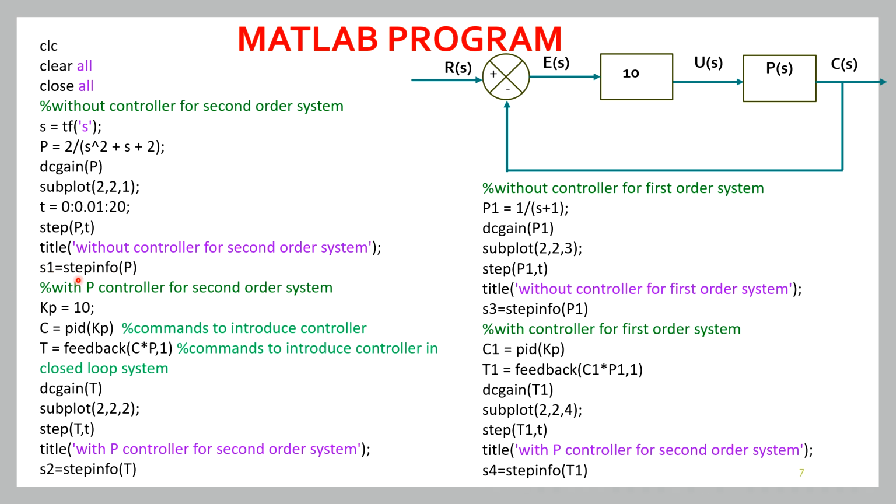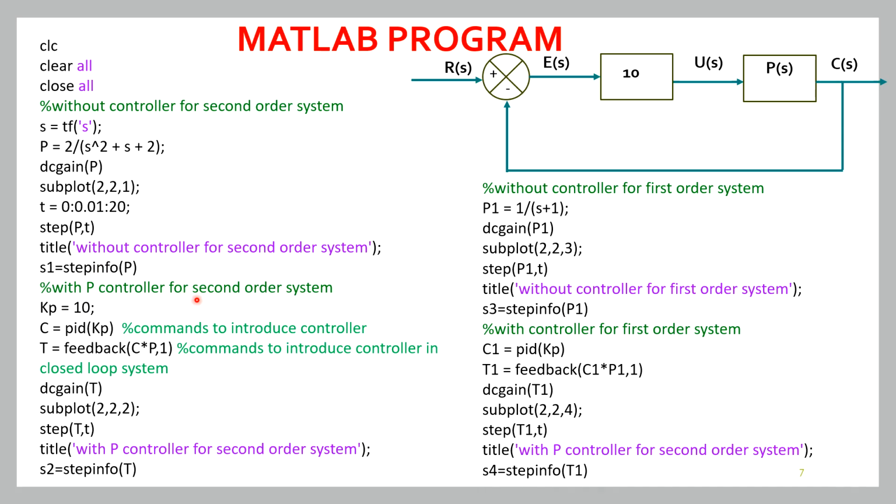stepinfo of P. This command helps us to calculate the time domain parameters, and it will print them in the command window itself. Usually, by right-clicking the output figure window, we will see the time domain parameters. If you want to print the time domain parameters in the command window itself, you can use the command stepinfo of the corresponding transfer function. So the first case is without controller.